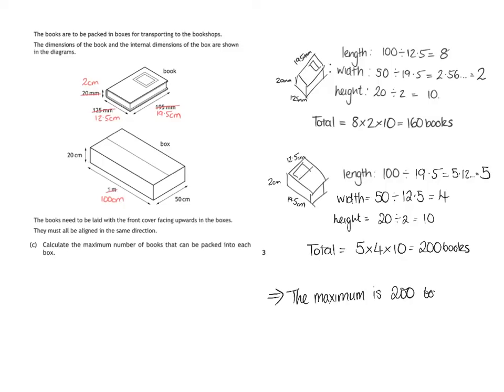Where did my marks come here? Let's have a look. With this, your first mark comes from showing that you've got evidence of the fact that you're doing 2 different options. Your second mark is for getting both the 160 and the 200. And then your third mark is for making the conclusion that your maximum is 200 books and communicating it properly at the end of the question.